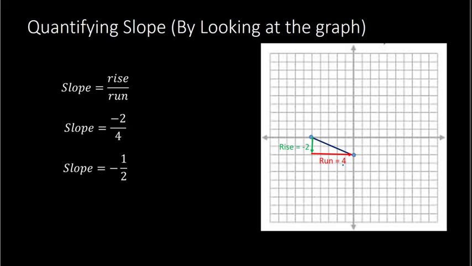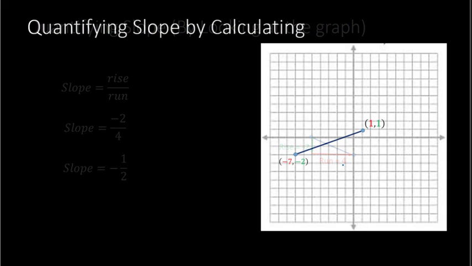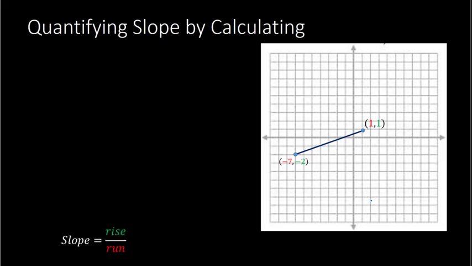So here is a process for quantifying the slope by calculating. We see here our 2 points. We have (-7, -2) and (1, 1). Yes, we could count and quantify the slope, but the objective is to calculate. Again, slope is rise over run. We can count, and we see that it goes up 3 and it goes to the right 8. But how do we find those numbers, 3 and 8, without counting?